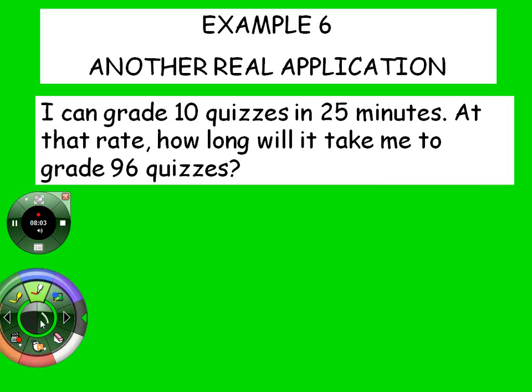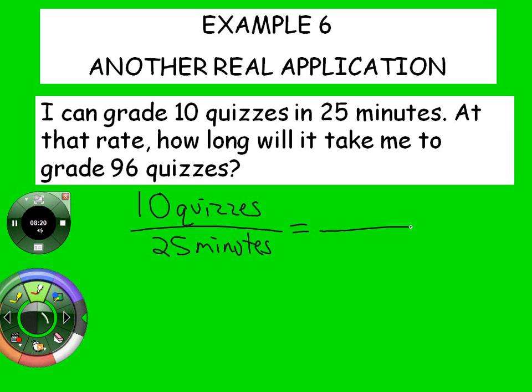So let's say I set this up. So I got 10 quizzes on the top here, and then 25 minutes on the bottom, and then I'm wondering how long it'll take to do 96 quizzes. So where should I put the quizzes? The 96 quizzes. Okay, put it on the top, so it works out. And then I don't know how many minutes, so I'm going to say x minutes. Alright, so now we're going to cross multiply.